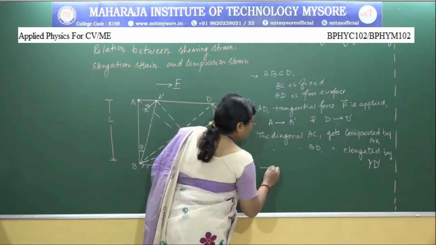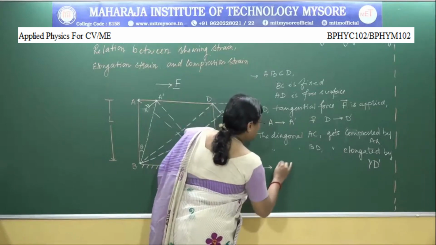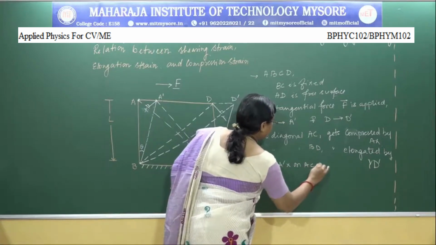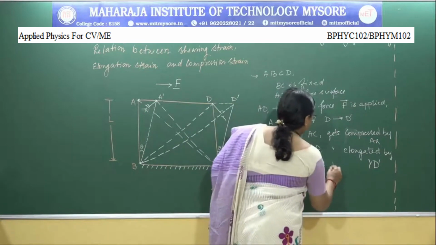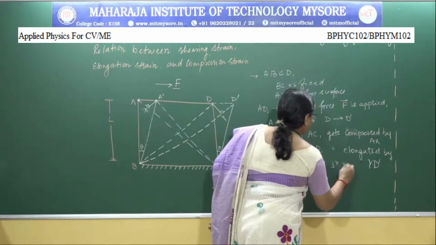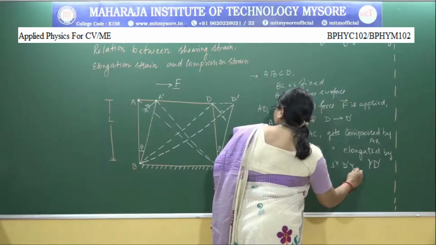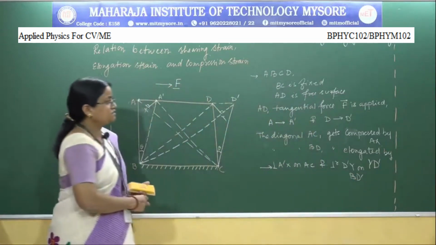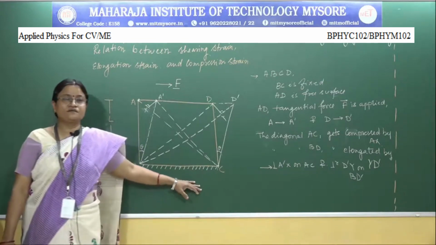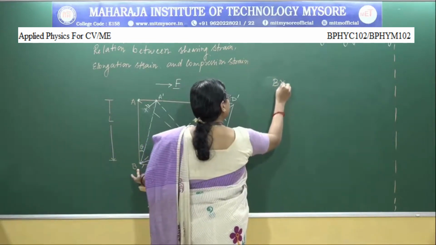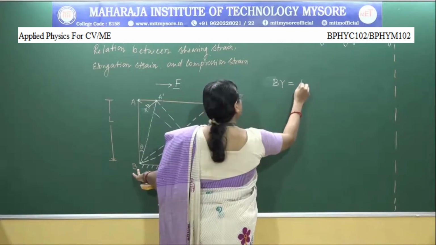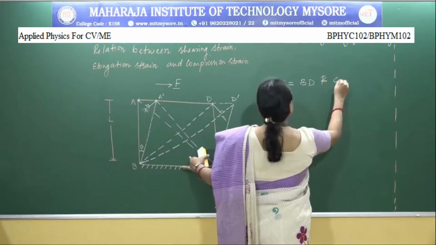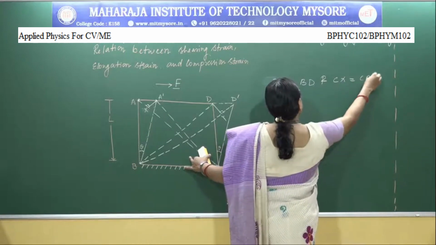So this is what we could find by putting a perpendicular A dash X on AC and a perpendicular D dash Y on BD dash. So this is a short explanation of the figure. What we could see is that BY is equal to BD and CX is equal to CA dash.